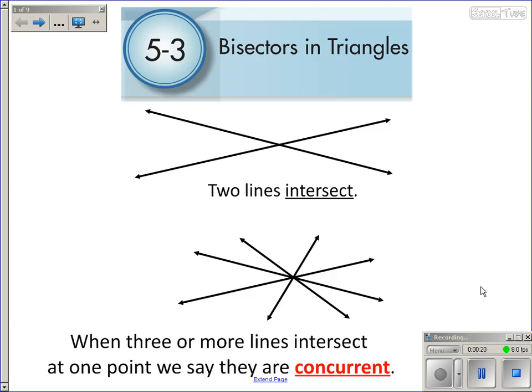A word you should be familiar with is the word intersect. When two lines cross, we say they intersect. Now, when three or more lines intersect at the same point, we say that those lines are concurrent. And lines being concurrent is a very important vocabulary word for this section.